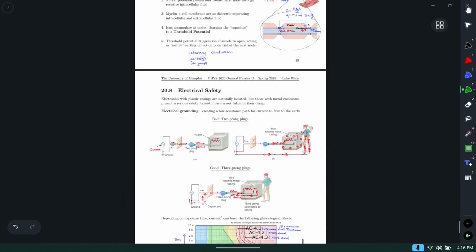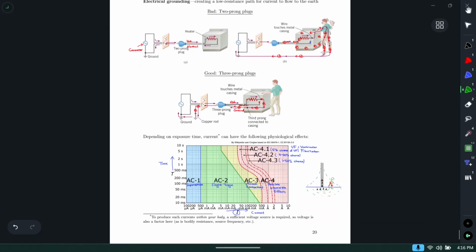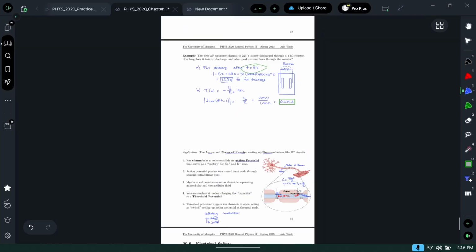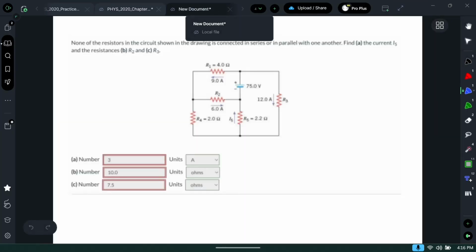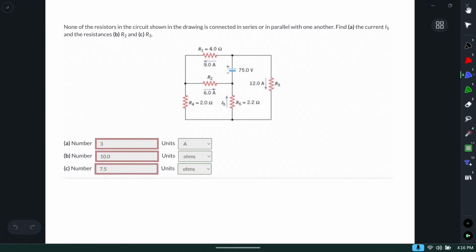I'm not testing on electrical safety. I don't know how I would do that on an exam anyway. I did get a decent number of questions emailed in, so I'm just going to start going through. The first couple were from the homework.